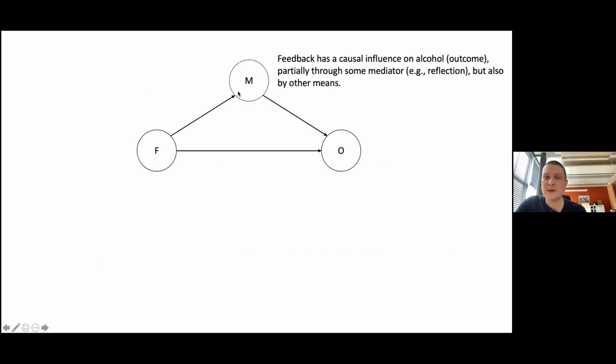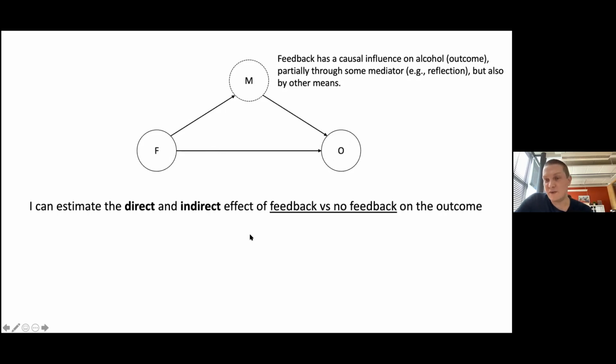I can go further and say, well, I believe that feedback has a causal influence on alcohol, but also through some mediator, for instance, reflection. So when we're designing ESBIs, we think a lot about, well, what kind of mechanisms or mediators are we trying to trigger in individuals? And part of that is reflection. Think about your drinking is something that is prominent in the literature. That's something that we try to do. So it's not unreasonable for me to say that I believe that feedback has a causal effect on alcohol consumption. And part of that effect is mediated through reflection. Not all of it. So there's some effect that isn't mediated through reflection, but some of it goes through reflection.